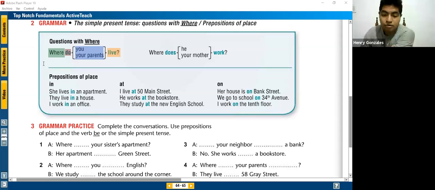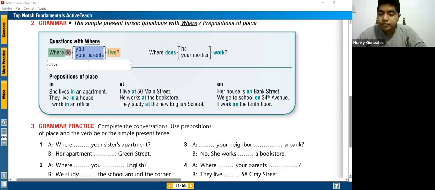And let's talk about the answers. Teacher, what about the answers? How can I answer the first question? Well, if someone asks you, where do you live? You can say, for example, I live in, and you can give, for example, your address. Puedes dar tu dirección.